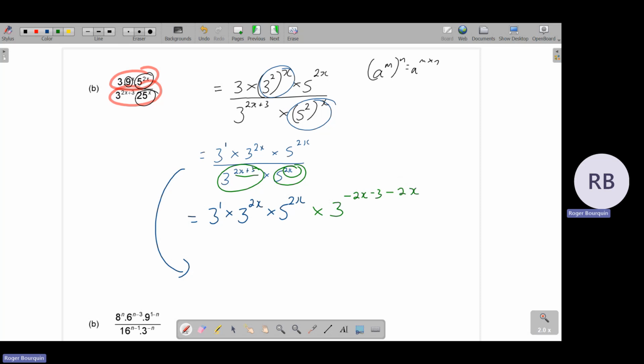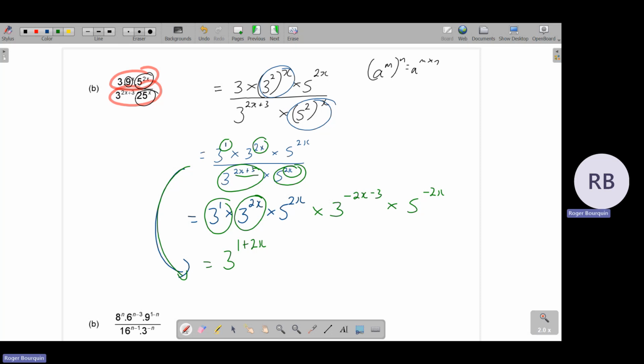You can also, as I say, go straight to this step over here, where you combine the two steps together, and you go 3 to the 1 plus 2x. I'm doing all the threes. There's a 3, there's a 3. Then 3 to the negative 2x minus 3. If I go back, that became times 5 to the negative 2x.